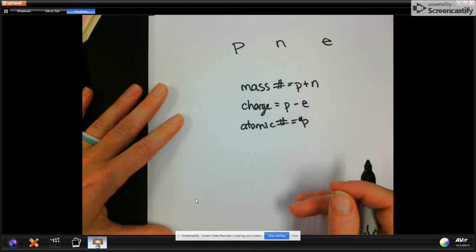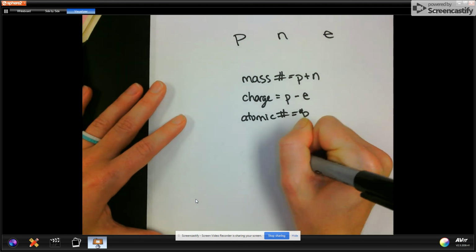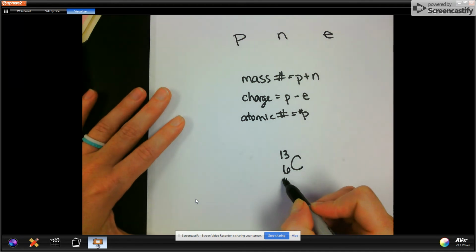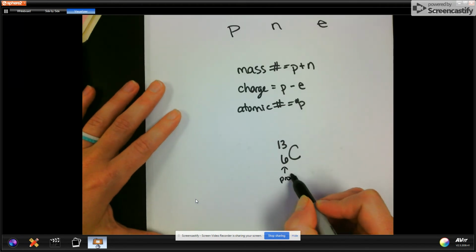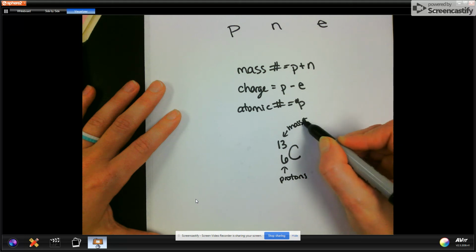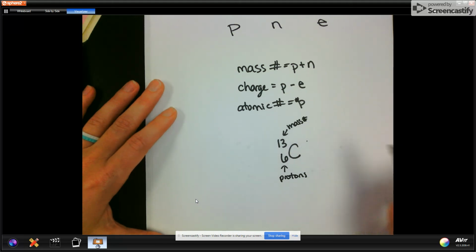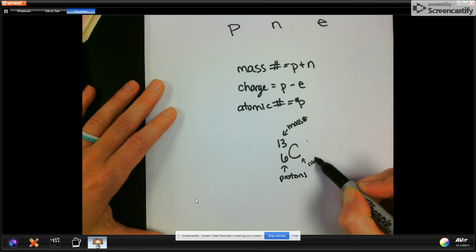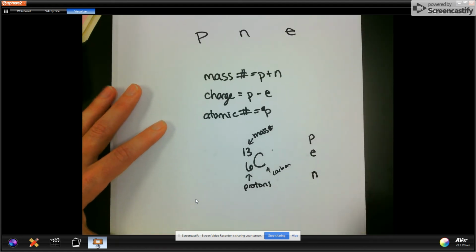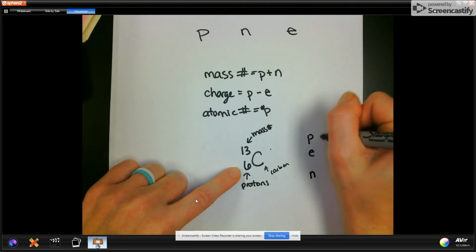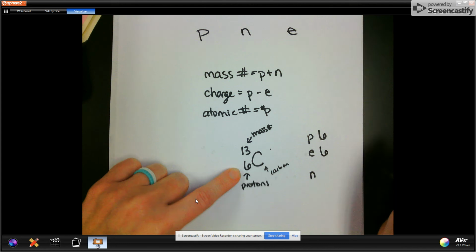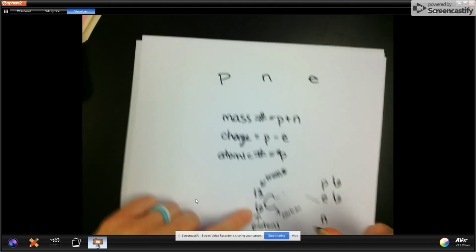Your isotopic notation looks like this. So for this particular one, there are 6 protons. My mass number is 13. There's no charge, and my symbol is carbon. From this, you can identify your protons, your electrons, and your neutrons. Well, since the bottom number is 6, I have 6 protons. Since there's no charge, I have 6 electrons, because 6 minus 6 would give me 0, and there's a 0 charge.